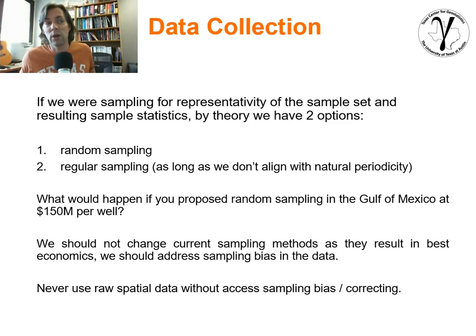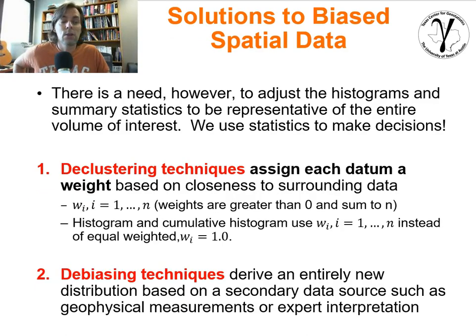And so what are we going to do? What are we going to do to fix this? We're going to say never use the raw data without assessing sampling bias and trying to do something to mitigate or correct that. This entire discussion right now is around what we can do. And so there is a need to try to fix statistics. That includes the entire histogram, the distribution, the CDF, the summary statistics, whatever you need to support decision making.